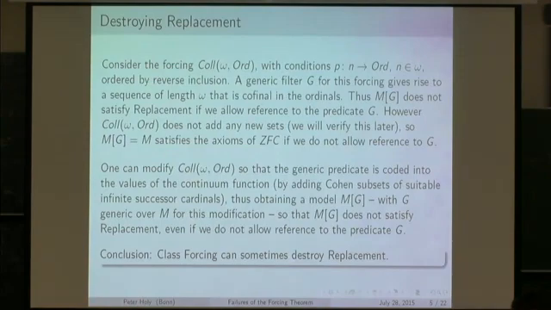And so one question might be, can you also destroy replacement if you don't allow reference to the generic predicate that you add? You can do this, for example, by modifying this collapse forcing slightly so that you not only add this omega sequence, which is cofinal in the ordinals, but you also code it, for example, in the continuum function. This way you obtain a generic extension where replacement fails without reference to the generic predicate. But for the rest of my talk, it doesn't really matter which kind of predicates we consider for the generic extension.